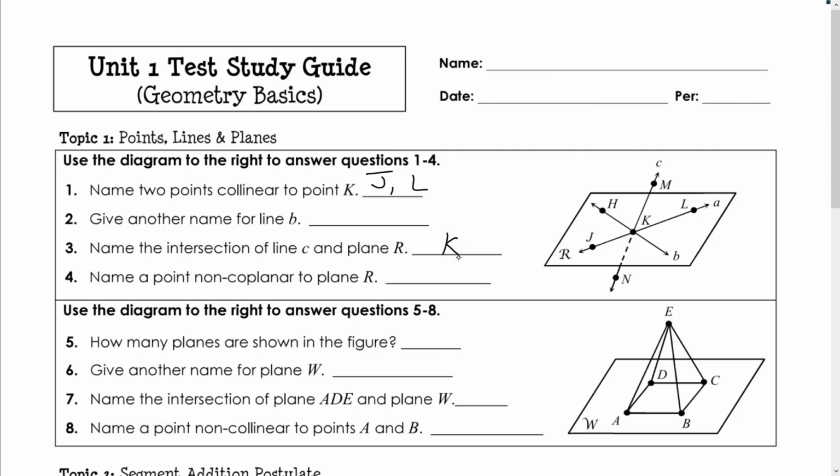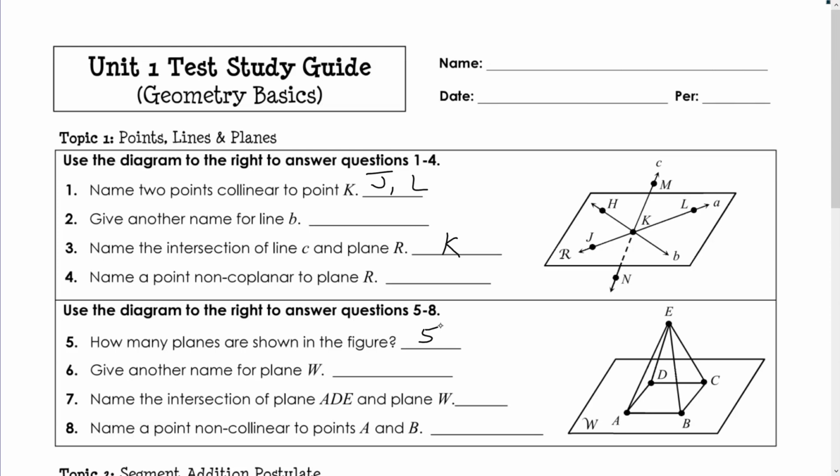Number 5, how many planes are shown on this figure? Well, if you look at it, you have this plane that is the floor of the pyramid that kind of extends out. And then the pyramid has 4 sides, giving it 5 sides total. So there are 5 different planes.